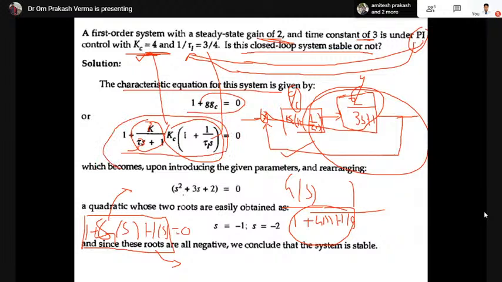When you solve this equation, you get s square plus 3s plus 2. When you compute the roots, you get s equal to minus 1 and s equal to minus 2. Both the poles are lying on the negative side, the left hand side, so you can say the system is stable.